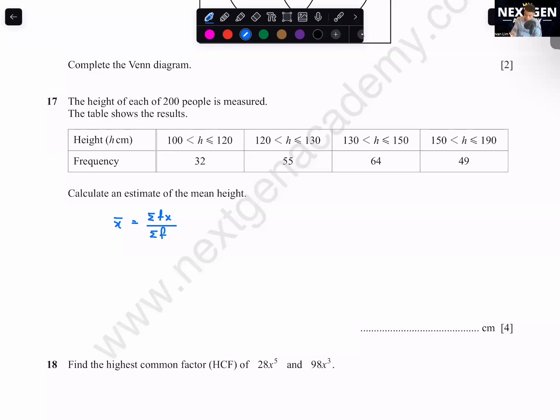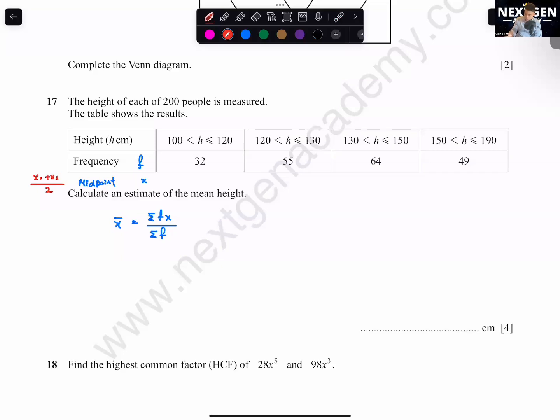Okay, we have f already, which is here. We need to find what is the x value. X is your midpoint, the midpoint of the height. How to find midpoint? You add this plus this, divide by 2. Okay, write this down: x1 plus x2 divided by 2.